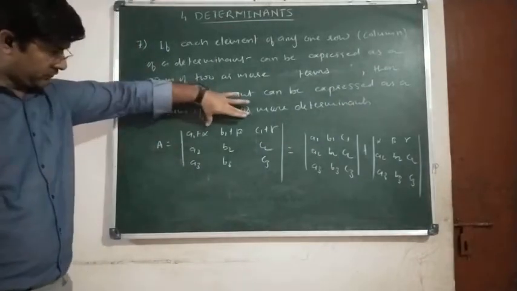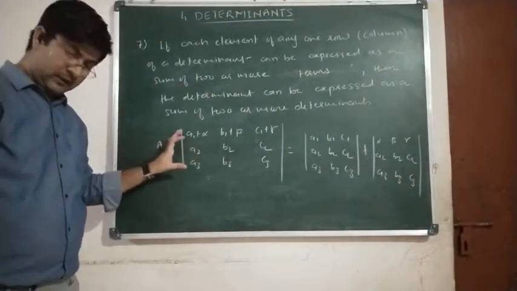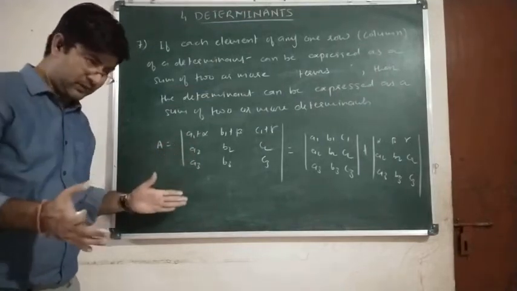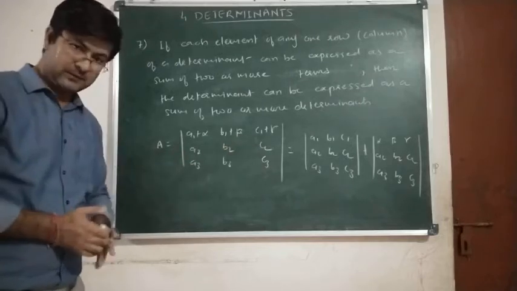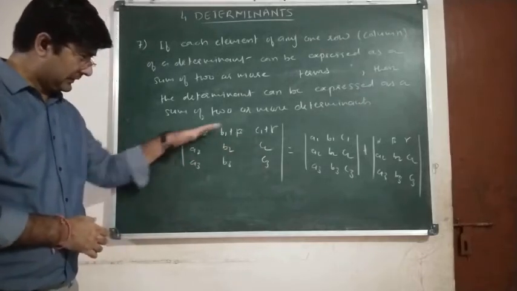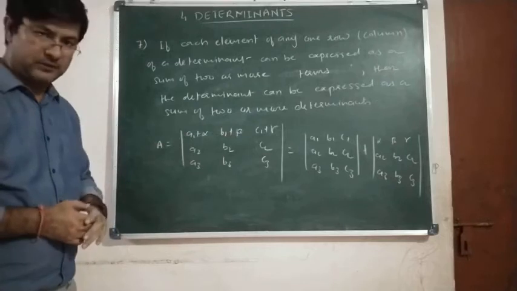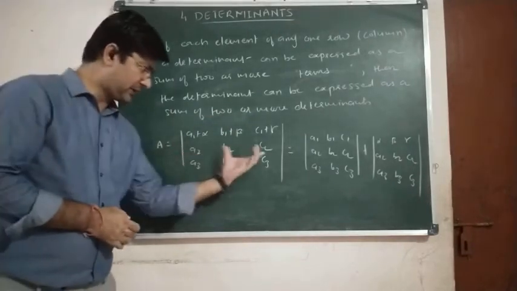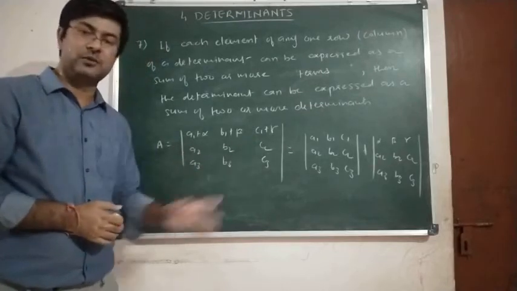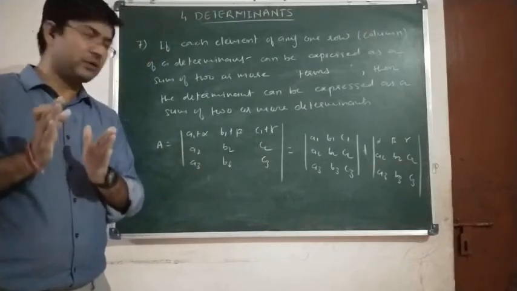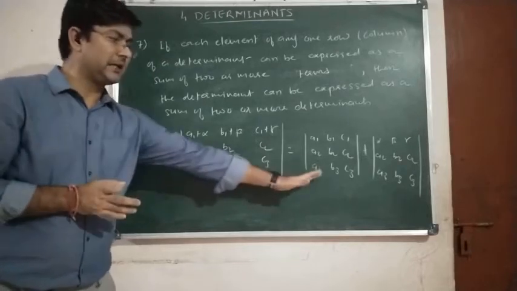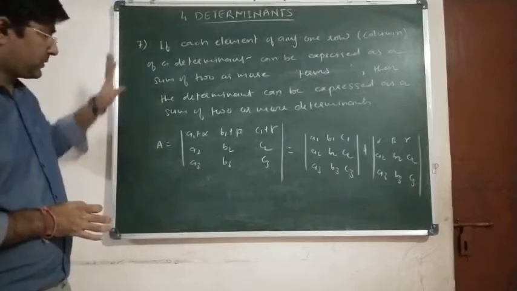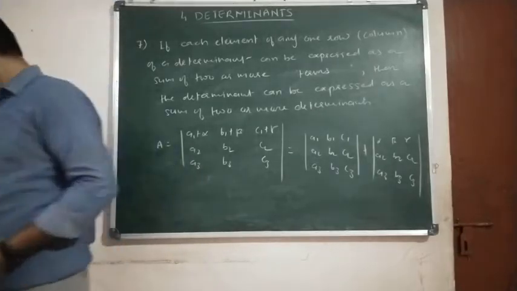In place of the first row, even if the first column is expressed as a sum of two elements, then you can split the determinant as a sum of two determinants. So it can happen with any row or column. Yes or no? It is not necessary that it be the first row or the first column only. Even if each element of the second row is expressed as a sum of two or more elements, then the determinant can be expressed as a sum of two or more determinants. Clear? So this is property number 7. Now let us see property number 8.